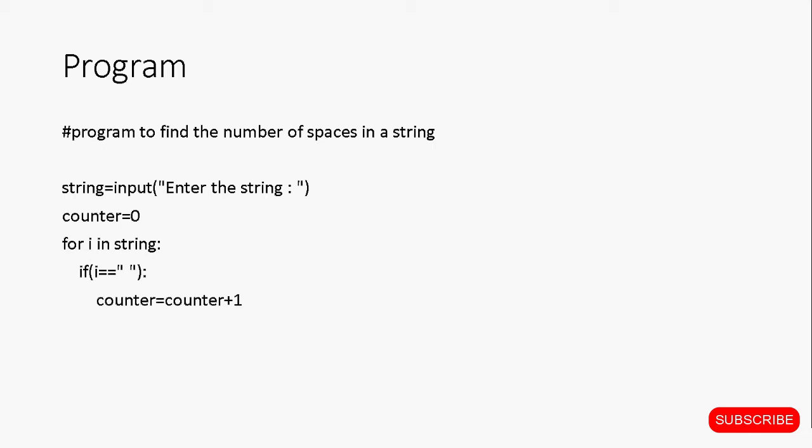And finally, outside the for loop at the end, to display the number of spaces, we will write the statement print number of spaces is counter. So this was the program. Let's execute this in Python now.